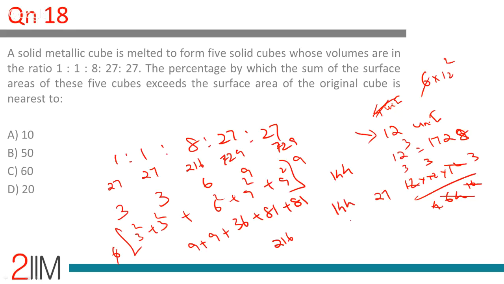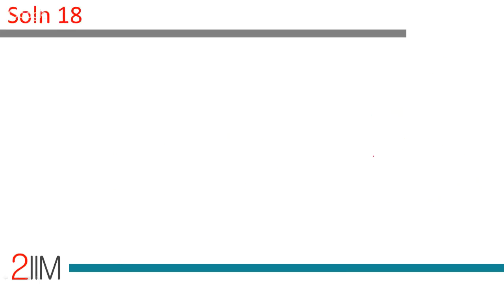So how much does it exceed by? It exceeds by 72. Percentage of 144, 50%. Key thing is to assume the original number as 12 units. That simplifies life. Looking for a number that's a multiple of 3 and of 4. Then this whole question becomes far simpler.